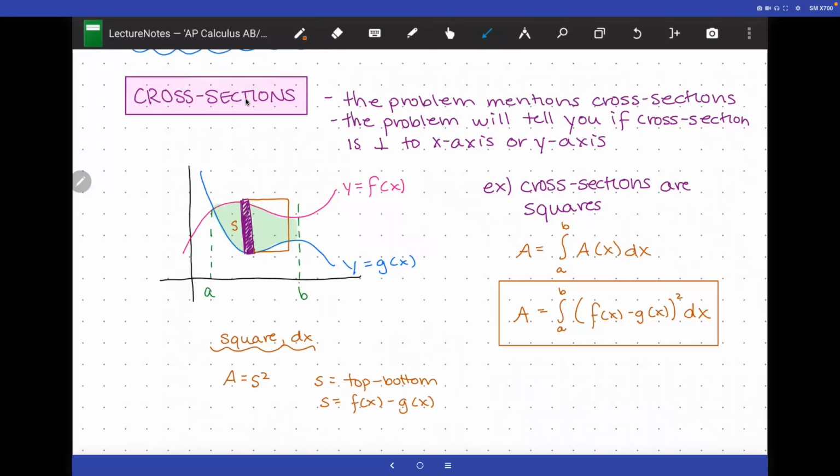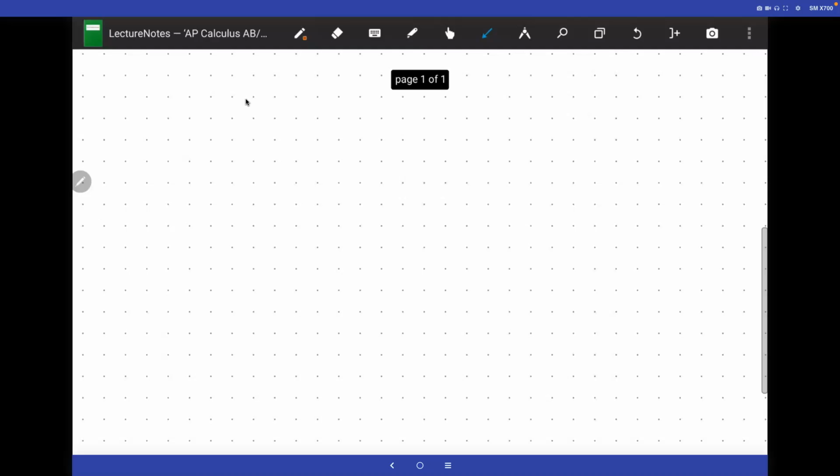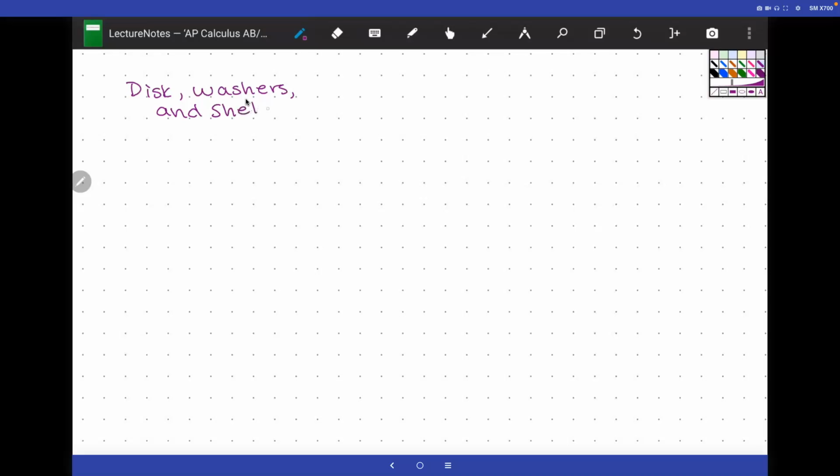Then let us look at discs, washers, and shells. Lions and tigers and bears. Oh my. We're going to look at all three of these together.